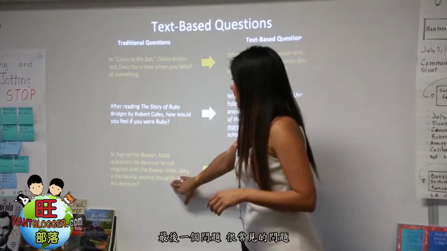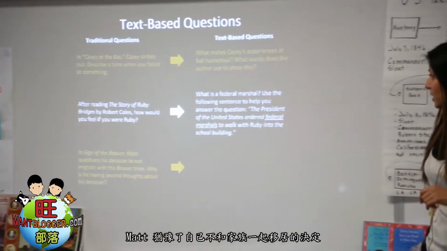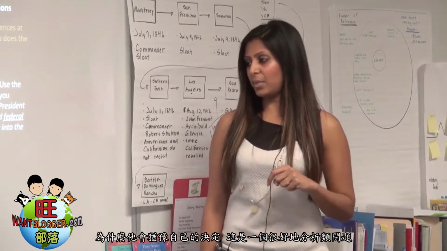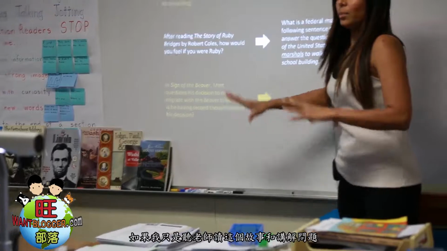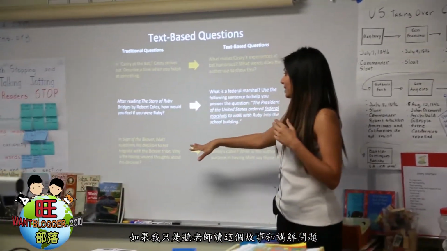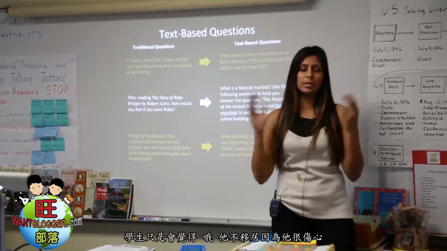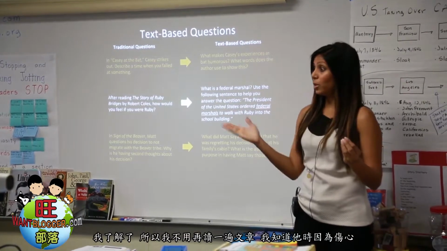The last one. Here's a question traditionally asked. In Sign of the Beaver, Matt questions his decision to not migrate with the beaver tribe. Why is he having second thoughts about his decision? This is a great analytical question. But if I listen to the teacher read the story and then ask this question, I can say, oh yeah, he didn't migrate because he was sad. Because I understood it, I don't need to go back to the text to answer that question. I know he was sad.